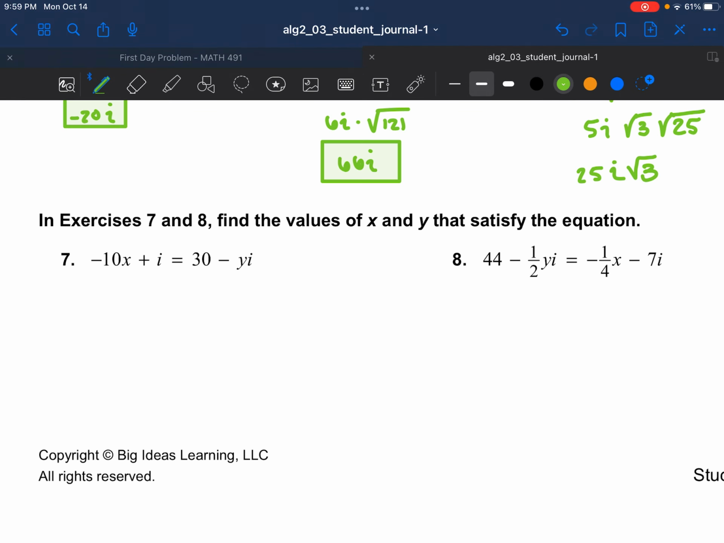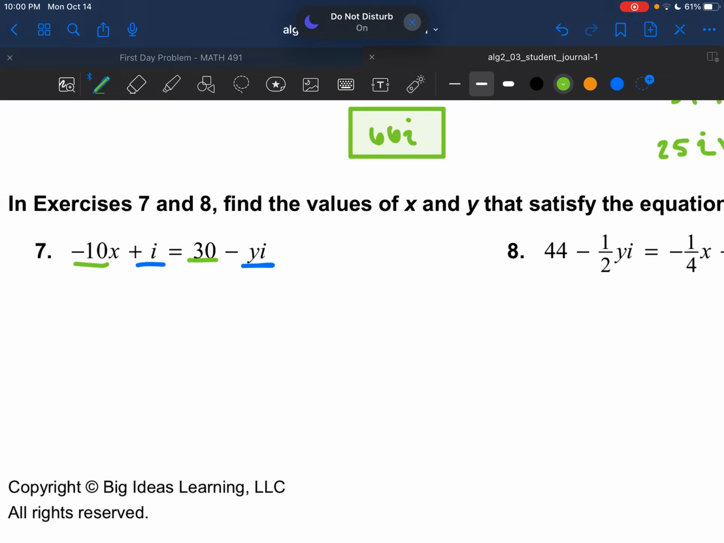Okay, these are some of my favorite types of questions here. And it says, find the values of x and y that satisfy the equation. So what we have to do is set the real parts equal to the real parts and the non-real parts, or the complex parts, equal to the complex parts.